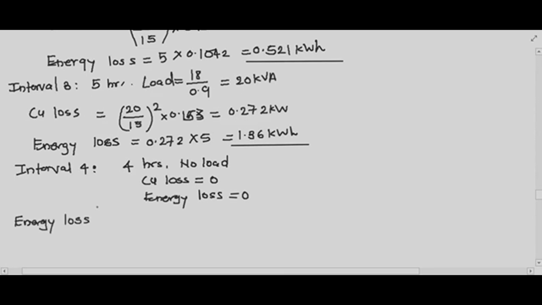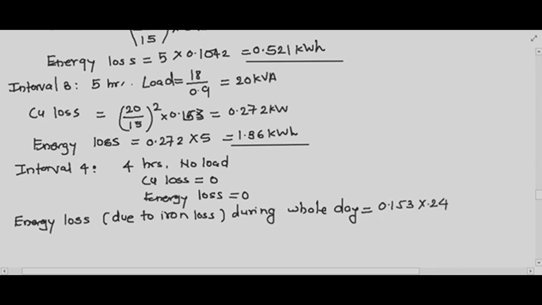Now similarly I can write down here energy loss. My iron loss is constant throughout the day. So energy loss due to iron loss during the whole day will be equal to 0.153 into 24. For this interval 4 also, as there is no load but iron loss will be there. So I have multiplied by 24. So you will get this as 3.672 kWh.